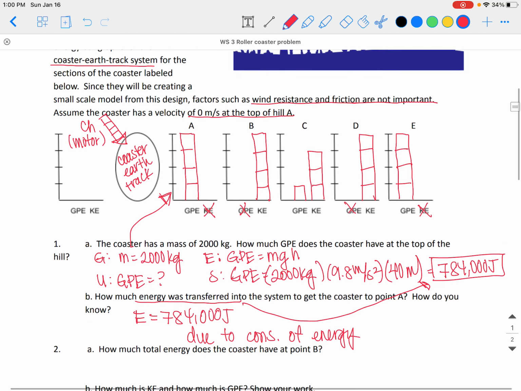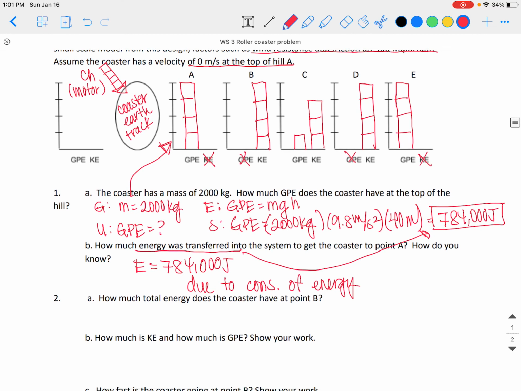How much total energy does the coaster have at point B? Again, that's going to be conservation of energy. If I have 4 blocks at A, I'm going to have 4 blocks at B. So it's also going to be 784,000 joules. I don't know why I can't seem to get that right.